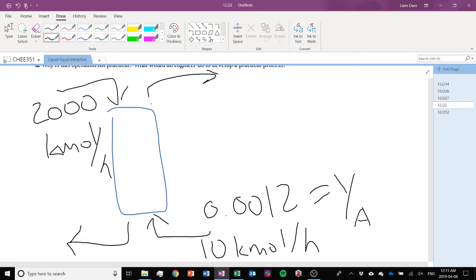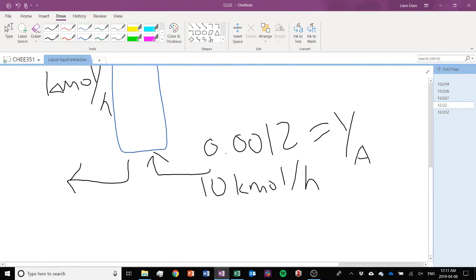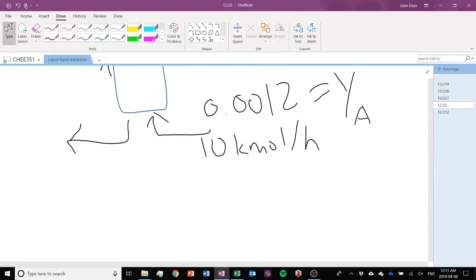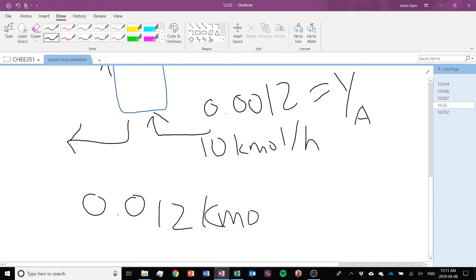And then we want to remove 97% of this, and so the first step is to find the outlet concentrations, and we can do this with just a simple mole balance. So if the mole fraction is 0.0012 and we have 10 kilomoles per hour, this is equivalent to 0.012 kilomoles per hour of H2S.